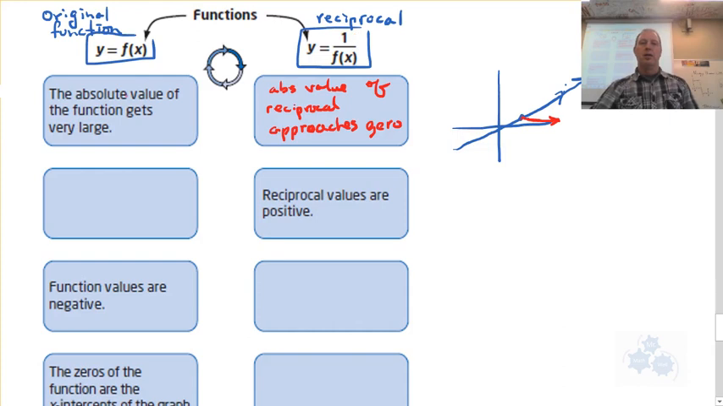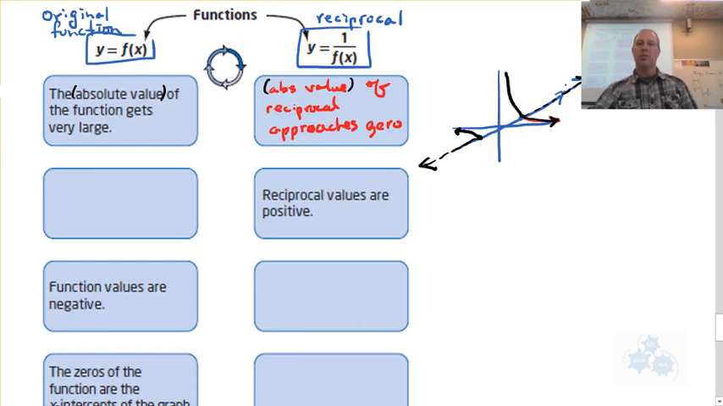Now, when I say absolute value, let's keep this in mind. Absolute value means it gets larger on the positive side or it gets larger on the negative side. So it behaves this way on both ends of it. Does that make sense? The absolute value just means the number gets really large, either in the positive direction or the negative direction. That's what the absolute value is in there for. Okay, reciprocal values are positive. So if reciprocal values are positive, what can you say about the original function?